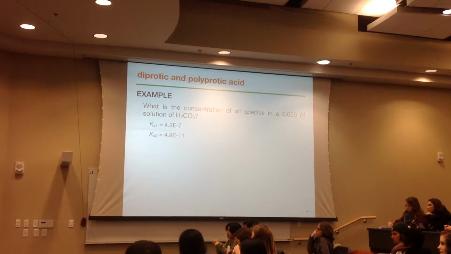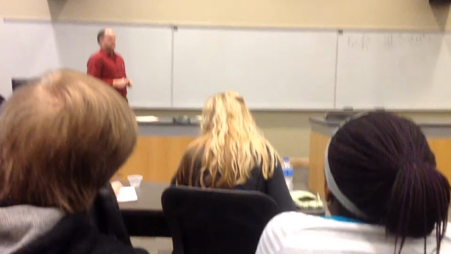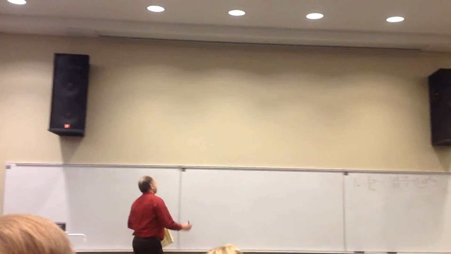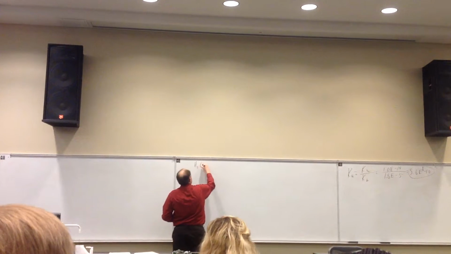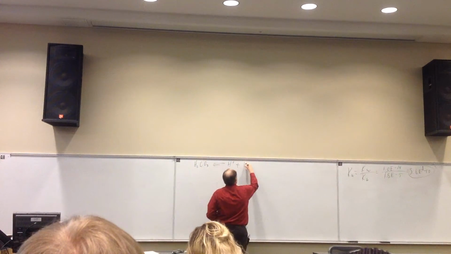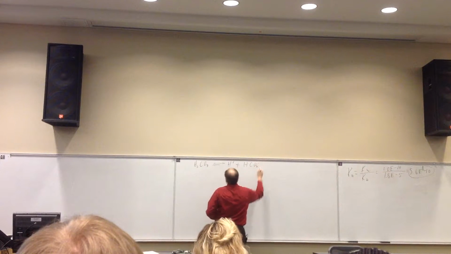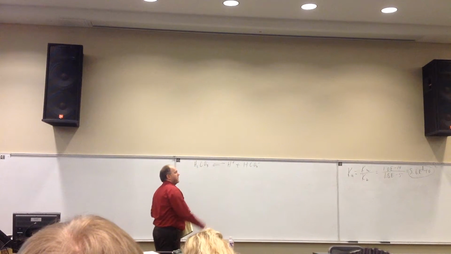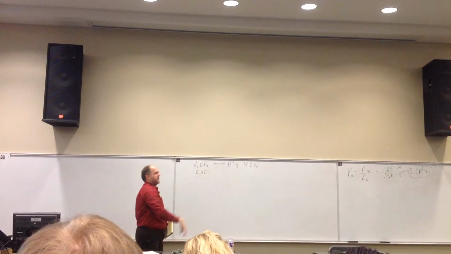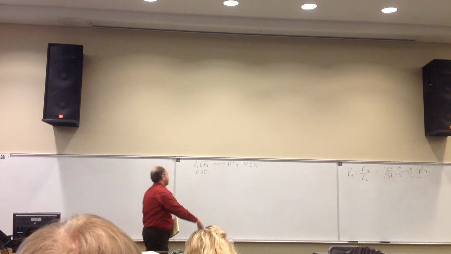This calculation requires 2 ice tables. Technically speaking, phosphoric acid requires 3. So I'm going to start by writing H2CO3 in equilibrium with proton and bicarbonate. I'm going to go ahead and fill this out. This is 0.05. I'm not going to write down trailing zeros. I'll take care of sig figs at the end.